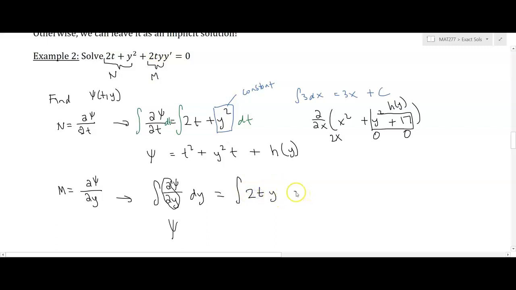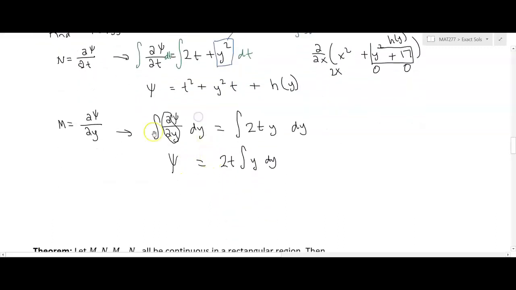And that's going to be with respect to y. So, okay, well, let's see here. So that means 2 and t are both constants, so I can factor that out. And the integral of y dy is equal to 1/2 y squared. So if that's 1/2 y squared, the 2 and the 1/2 will cancel out, and I'll get t y squared.